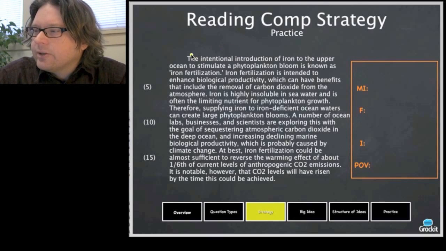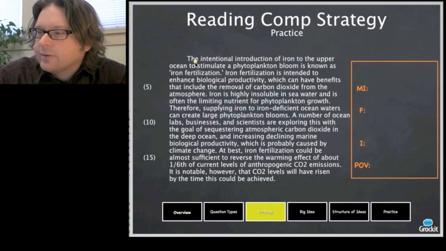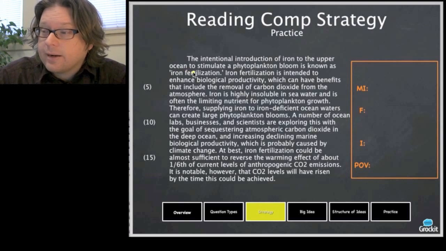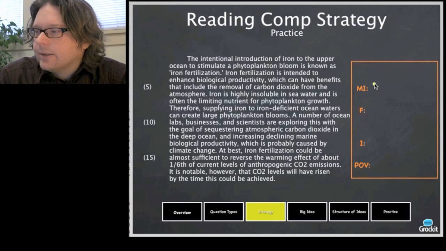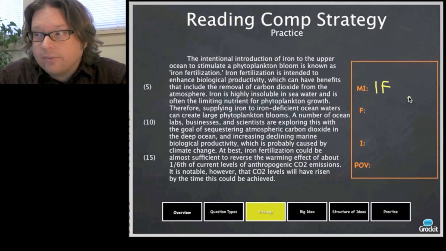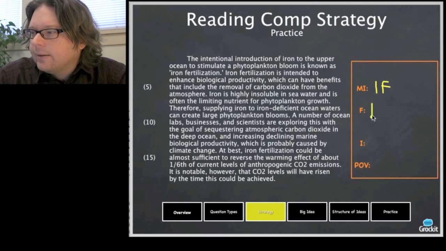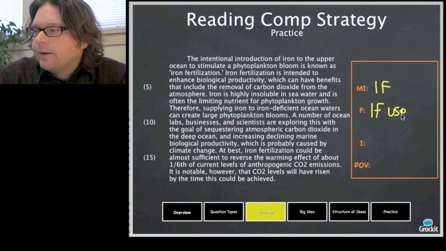All right, so the intentional introduction of iron to the upper ocean to stimulate a phytoplankton bloom is known as iron fertilization. Iron fertilization is intended to enhance biological productivity, which can have benefits that include the removal of carbon dioxide from the atmosphere. All right, so I would say that probably the main idea is going to be iron fertilization, and I'm going to abbreviate it because I'm lazy and I don't have time to write out fertilization over and over again. And for the focus, I would probably say the IF, the iron fertilization use in oceans.